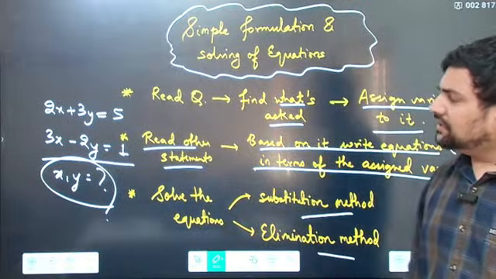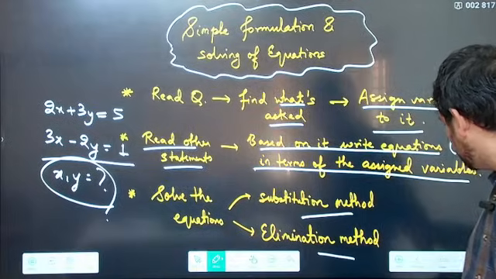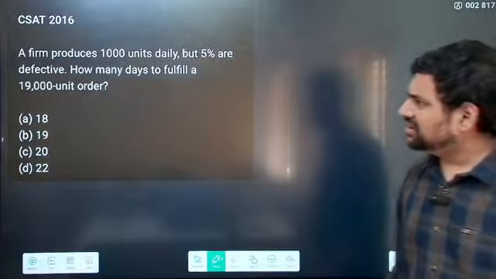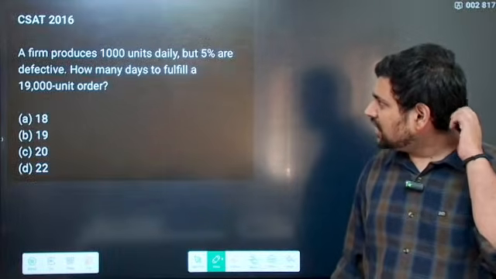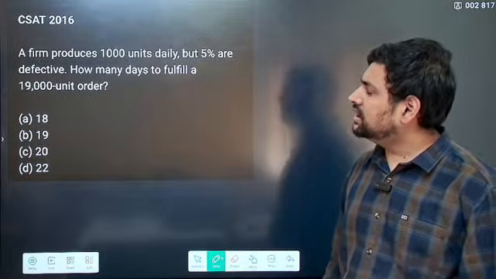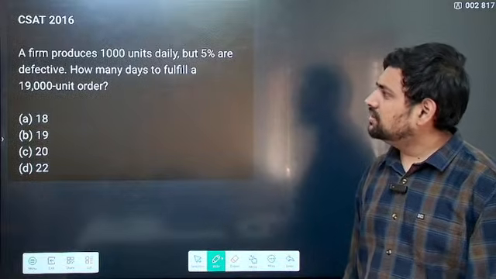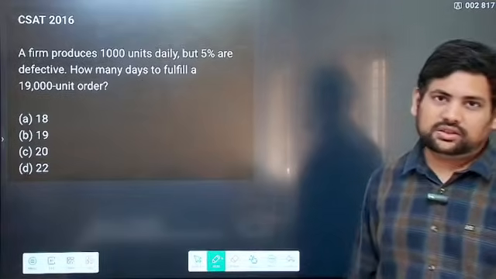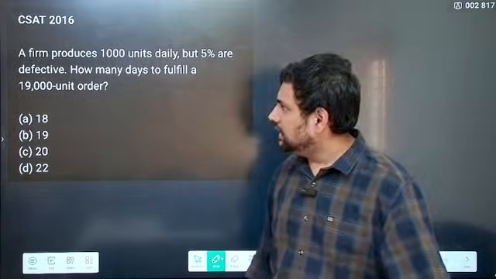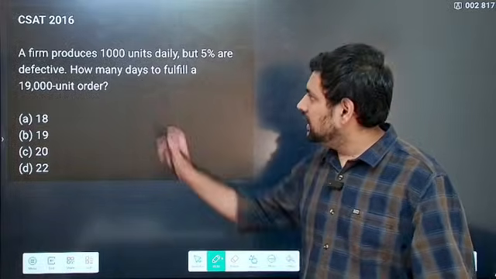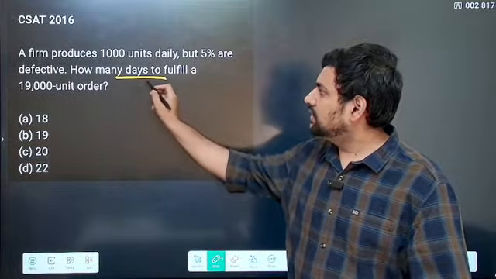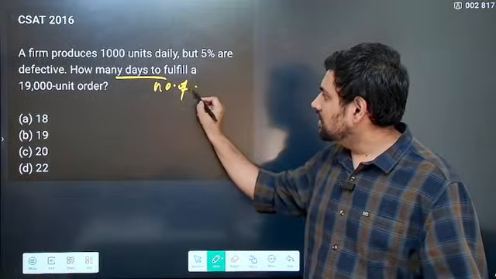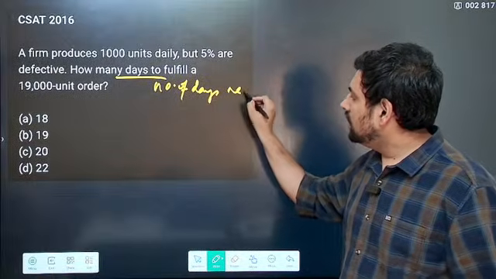Then if you can do this, then let's start seeing the questions. Very simple. First question. A firm produces 1000 units daily, but 5% are defective. How many days to fulfill a 19,000 unit order? What you have to find? Number of days. Correct. So the number of days needed is what you need to find.